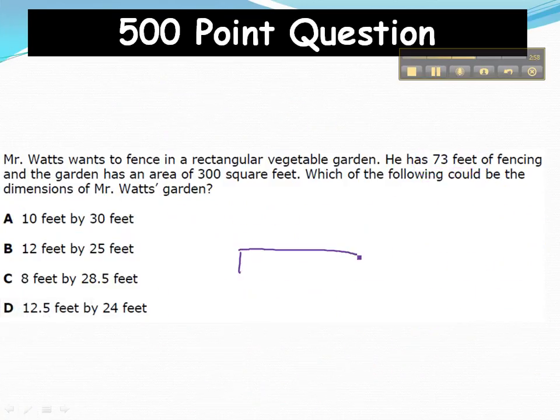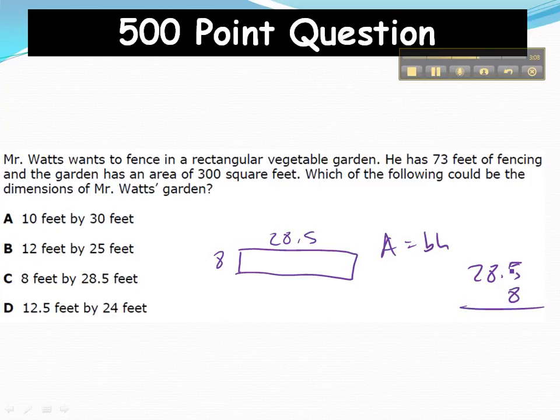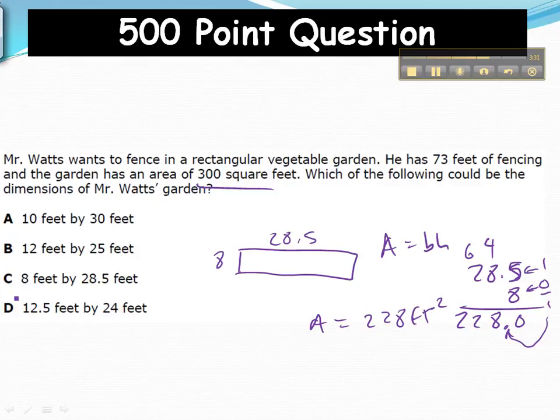C says the rectangle is 8 feet by 28.5 feet. So area equals base times height, so 28.5 times 8. 5 times 8 is 40, carry the 4. 8 times 8 is 64, plus 4 is 68, carry the 6. 2 times 8 is 16, plus 6 is 22. 1 decimal place here, no decimal places here, so 1 decimal place in our answer. So this area is 228 feet squared. That is not 300 feet, so that one's out. So it must be the last one.